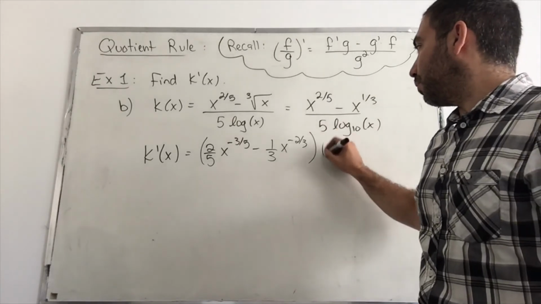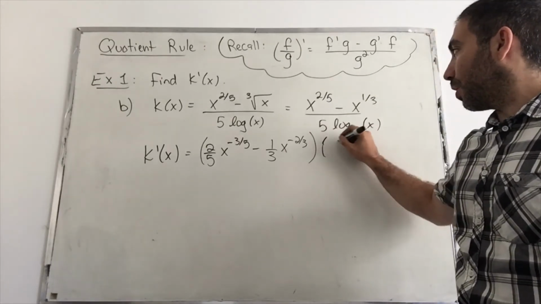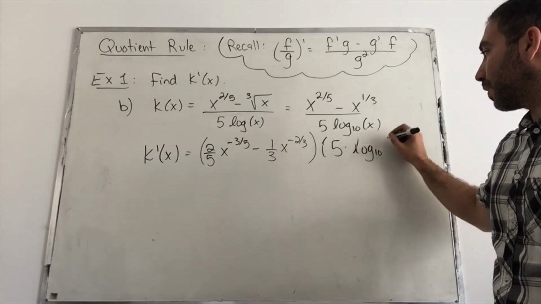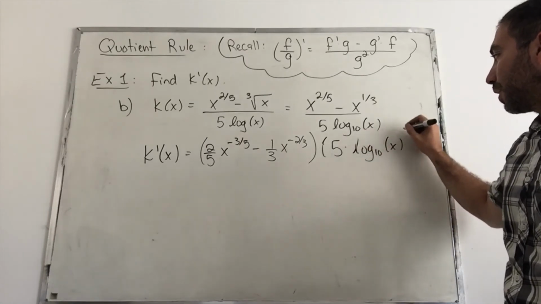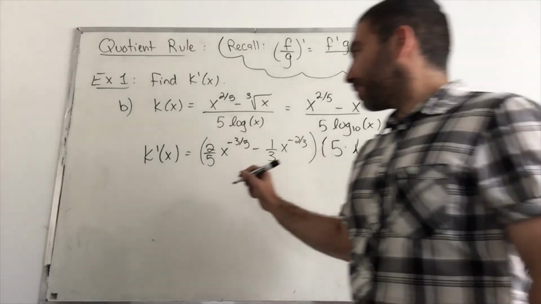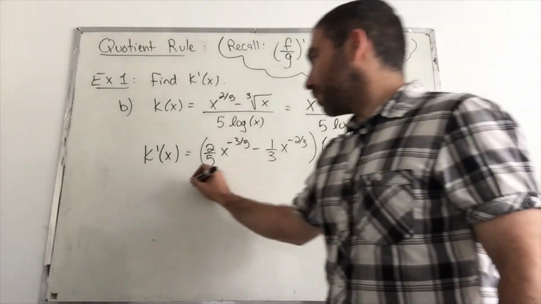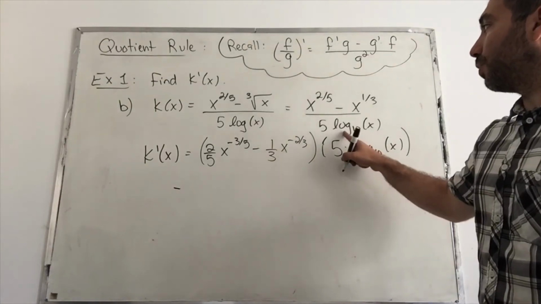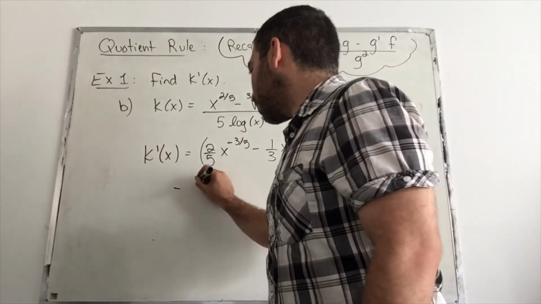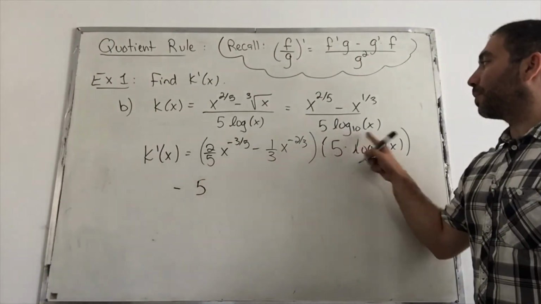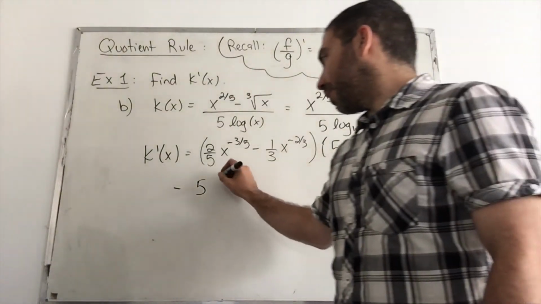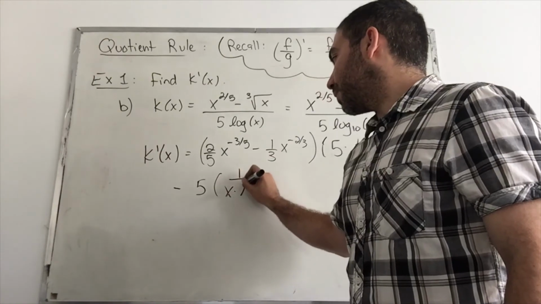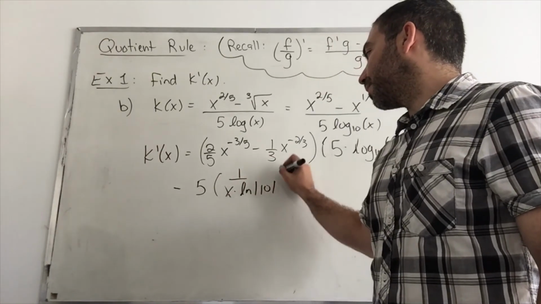So times g, our g is the denominator, we just multiply, so 5 times log base 10 of x. Okay, I'm running out of room. Minus, this should all be on one line, but I don't have room, so I'm just going to continue down here. Minus g prime now, so we have to take the derivative at the bottom. So 5 stays, it's a constant, log base 10 of x.